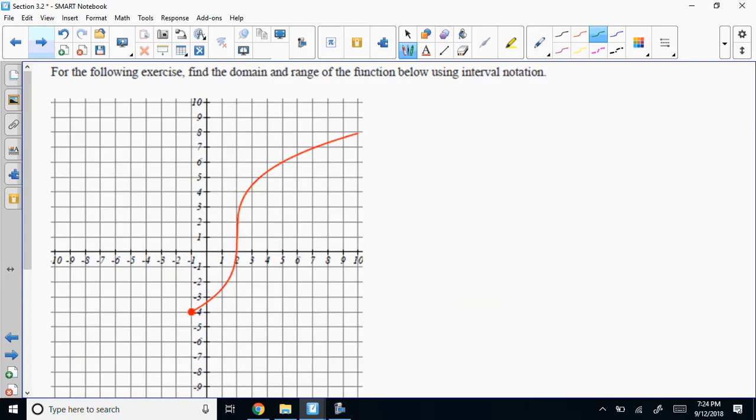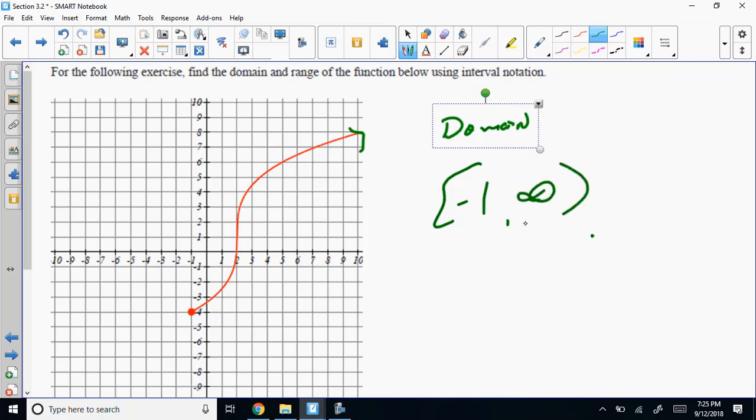All right, so let's look at this one. Does this go off the graph towards the right? Okay, it does. There's no ending point, so we have to assume that it goes on forever. Right? So, how far to the left does it go for domain? That's right, -1. How far does it go right? Forever. What's forever? Infinity. That's right. Exactly right. There you go.